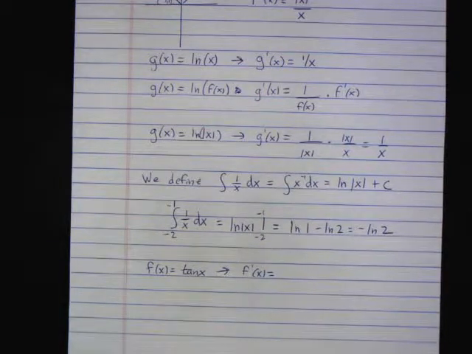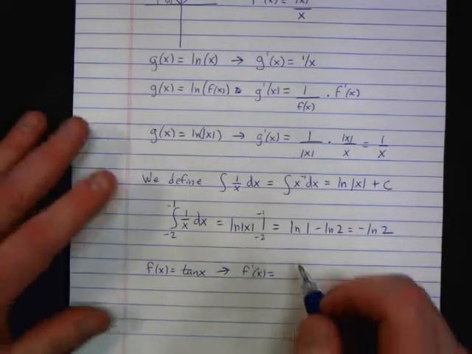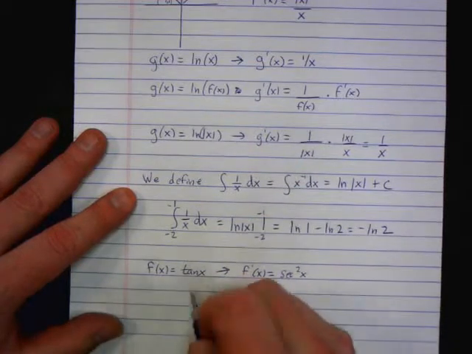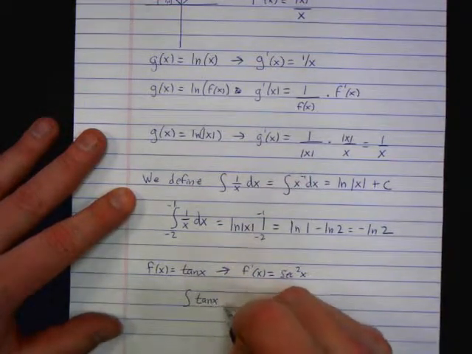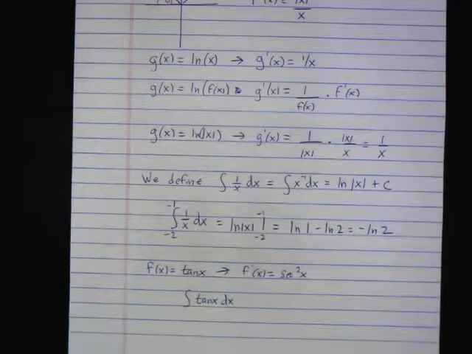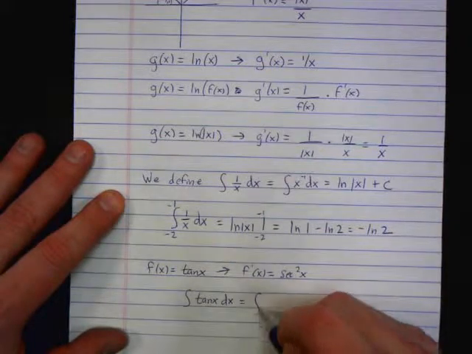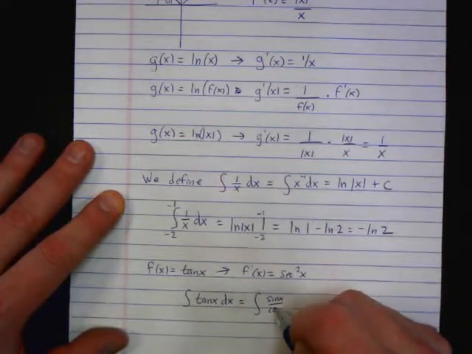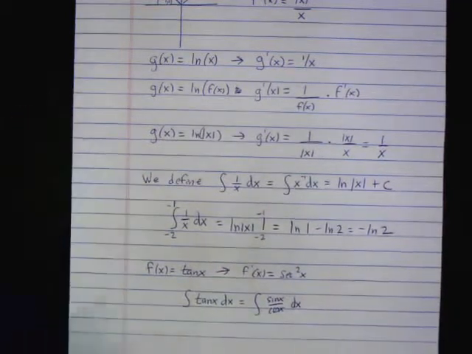Back in Calc 1, we liked this function sometimes, f of x equals tangent x. And we said the derivative of tangent is secant squared. However, back in Calc 1, when I wrote that symbol, we were stumped. What's the antiderivative of tangent x? Well, back in Calc 1, we didn't have an answer. In Calc 2, we're going to have an answer. I'm going to write tangent x as sine x over cosine x, and then I'm going to do a little u substitution.